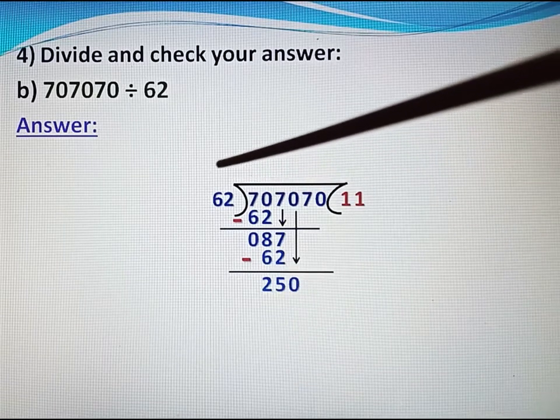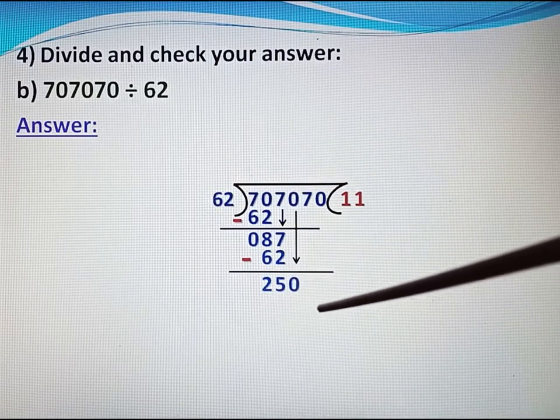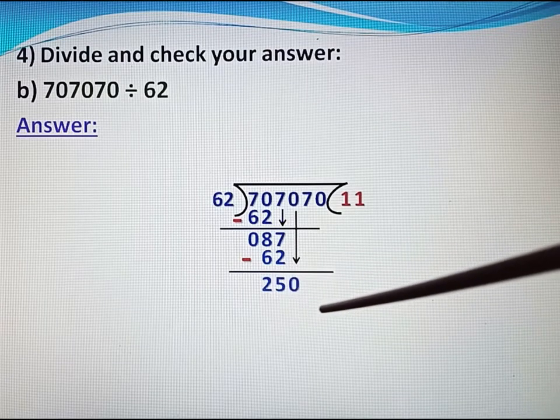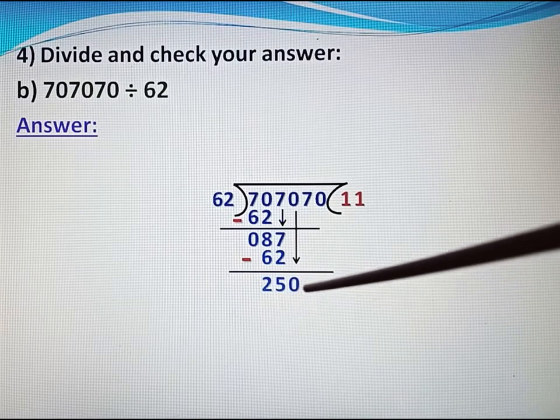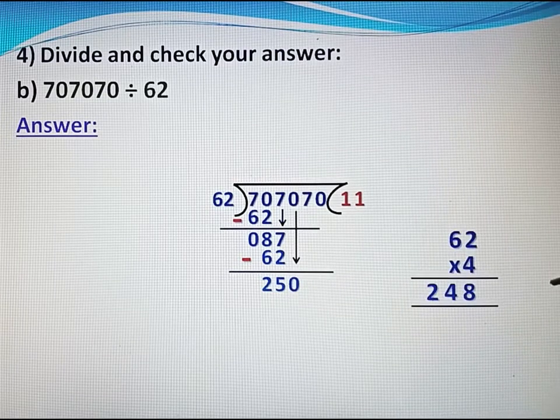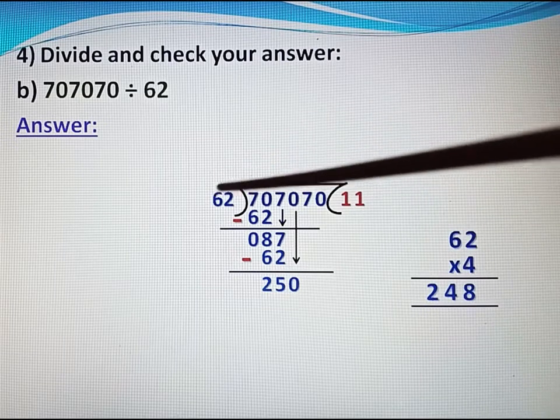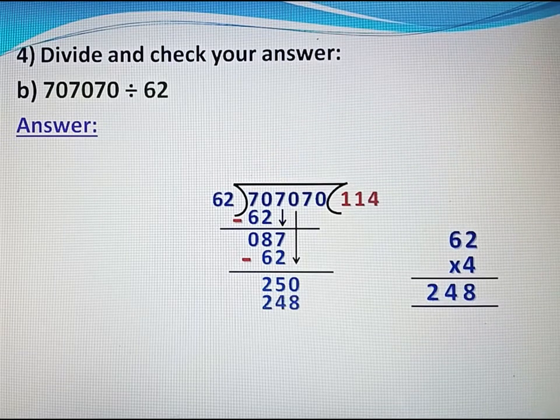Now again we will multiply 62 by a number so that it is equal to 250 or less than 250. It should not be greater than 250. See, 62 multiplied by 4. 4 twos are 8. 4 sixes are 24. So we will multiply 62 by 4. 62 multiplied by 4 equals 248.